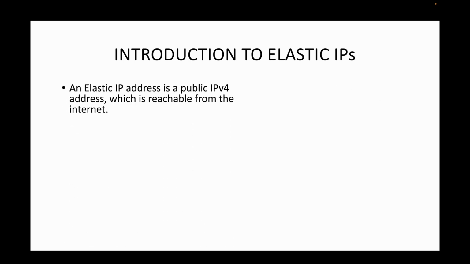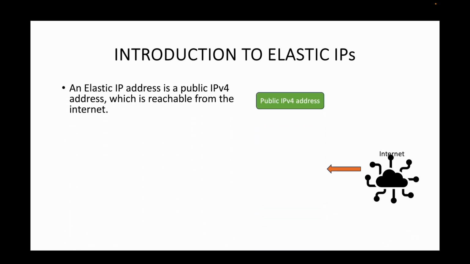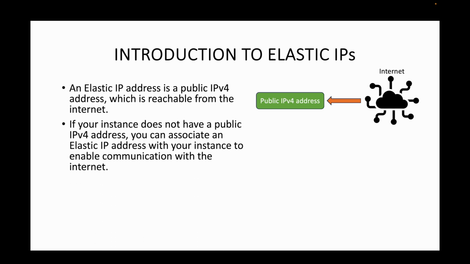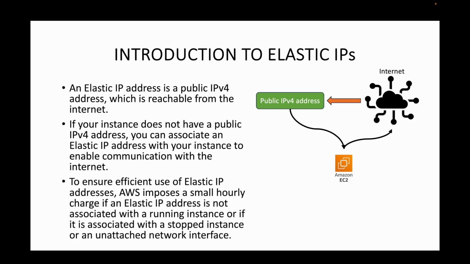So this Elastic IP address is a public IPv4 address which is reachable from the internet. So you can access this IP address from the internet. And if your instance does not have a public IPv4 address, then you can make use of this Elastic IP address to associate it with your instance so that it can enable the communication with the internet. So if you want to give that internet access to your instances, we can make use of Elastic IPs for that.